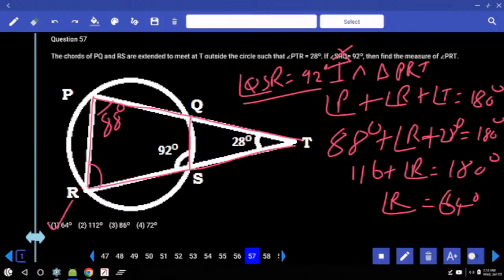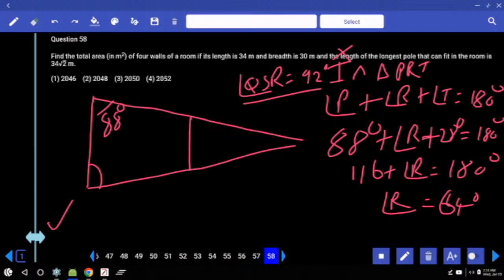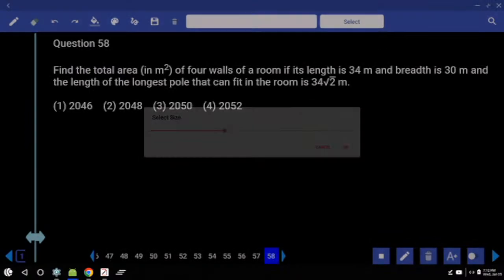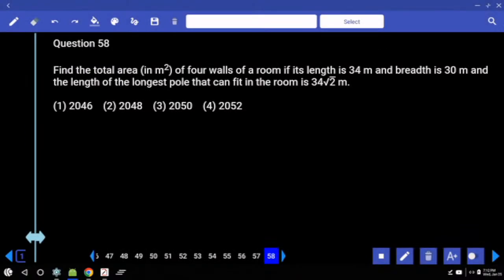Next, 58. All of you see here, this is the 4 walls concept. Find the total area of 4 walls. This is like 4 walls only, yes or no? We have 1, 2, 3, 4. This is a 4 walls room only. So he's saying find the total area of 4 walls.